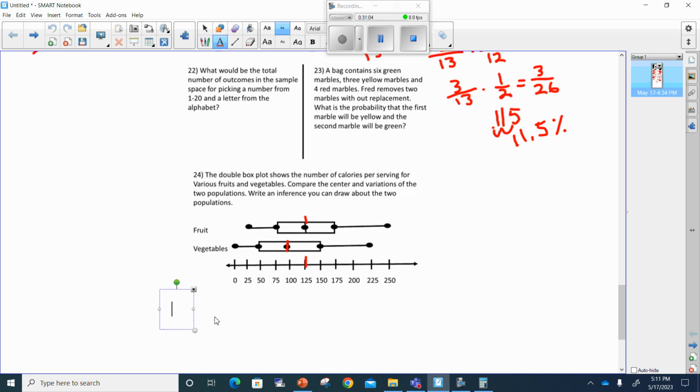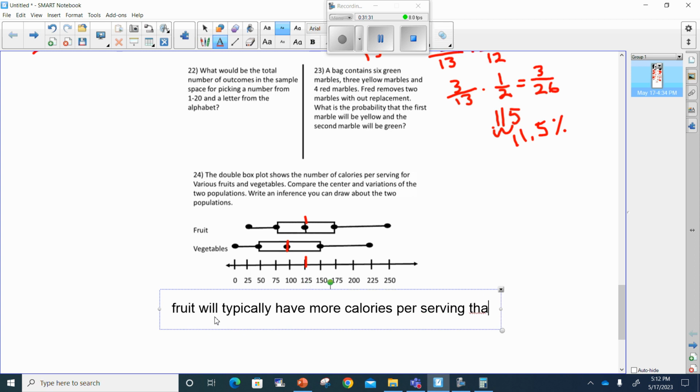So it says, write an inference you can draw about the two populations. Fruit will typically have more calories per serving than vegetables. That's all I need to put.